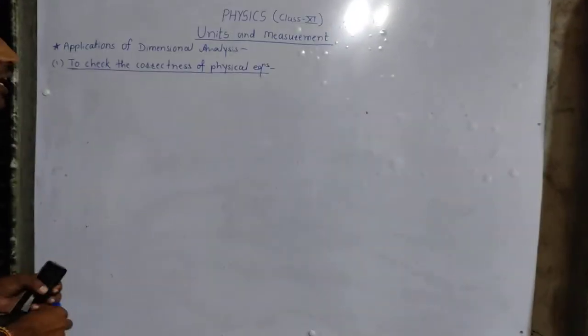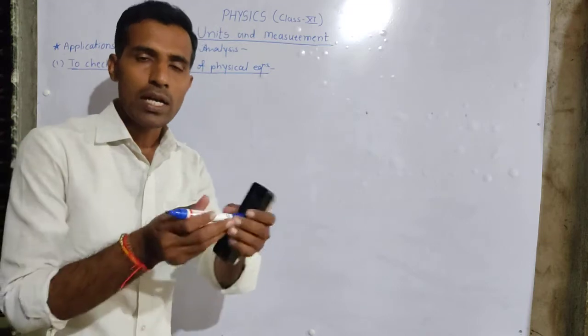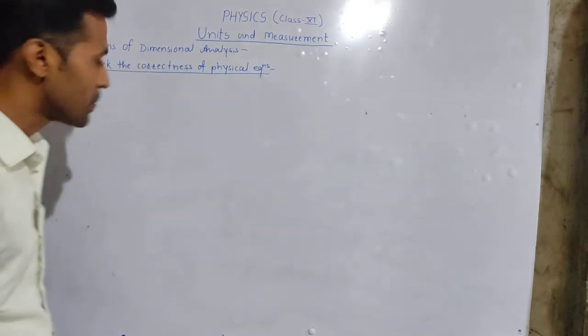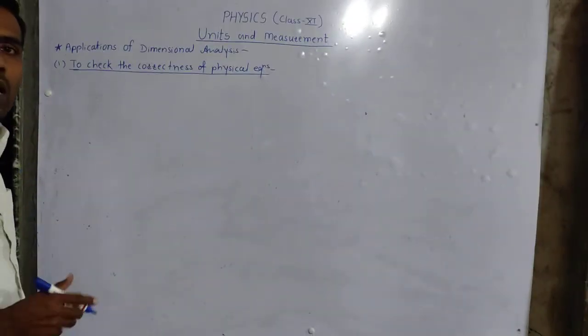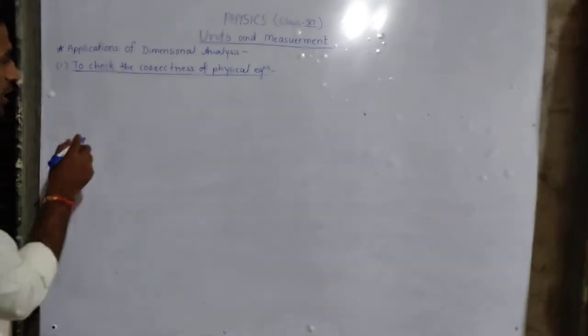By using dimensional analysis, we check whether the given physical equation is correct or not. Let's see an example. We know the kinematical equations. There are 3 kinematical equations. We have already seen those equations. Let's see the first equation.